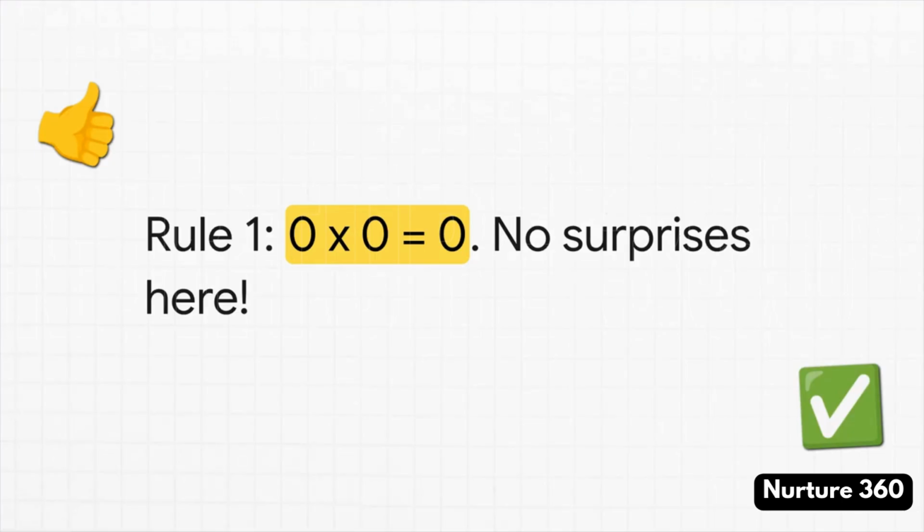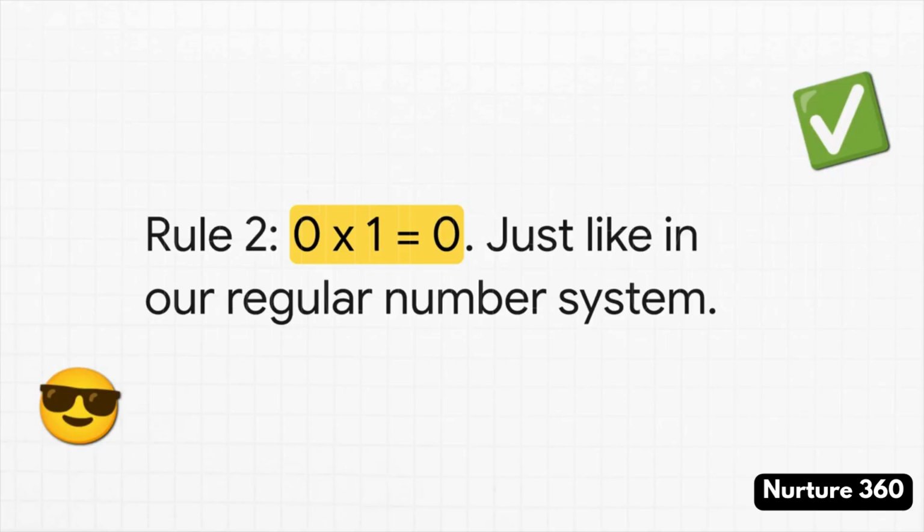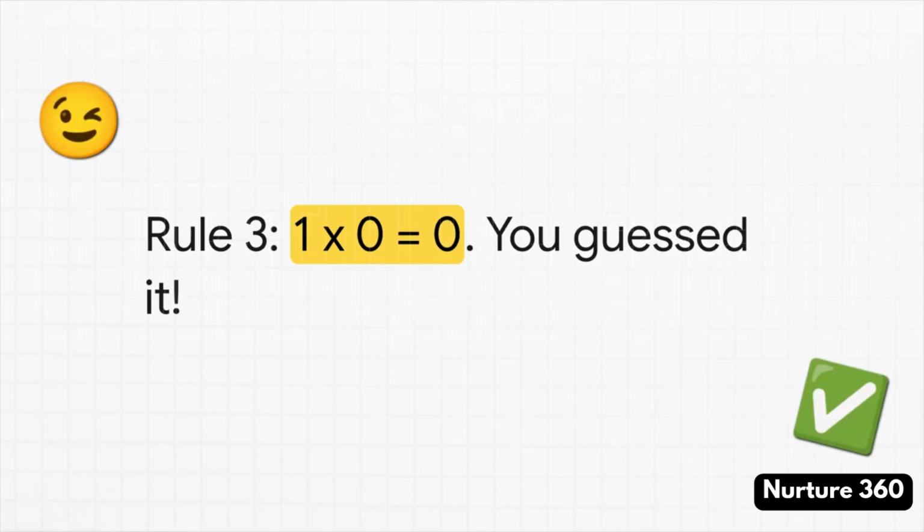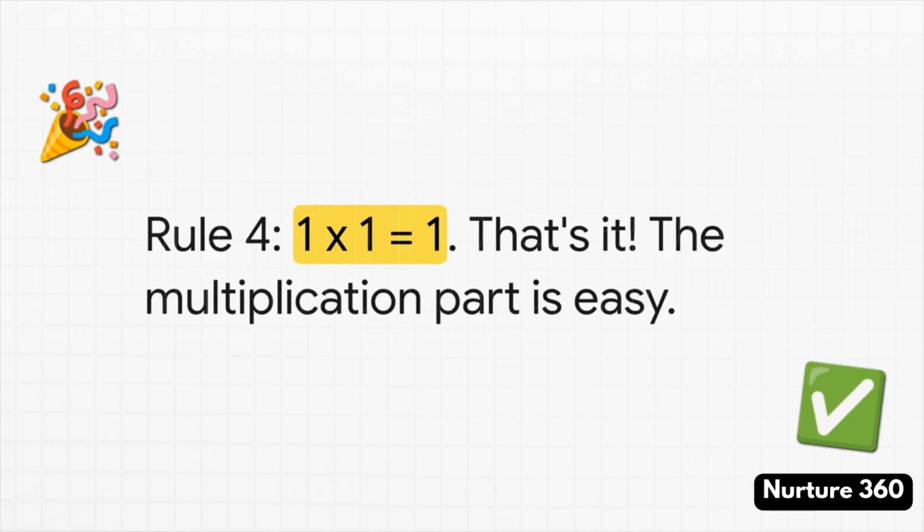Okay, let's just blast through these rules. Rule number 1, 0 times 0 is, you guessed it, 0. Easy enough. Next up, 0 times 1 is also 0. No surprises there. How about 1 times 0? Still 0. Seeing a pattern here? And finally, the last rule. 1 times 1 is 1. And that's it. Seriously, that is all the multiplication you will ever need to know for this.